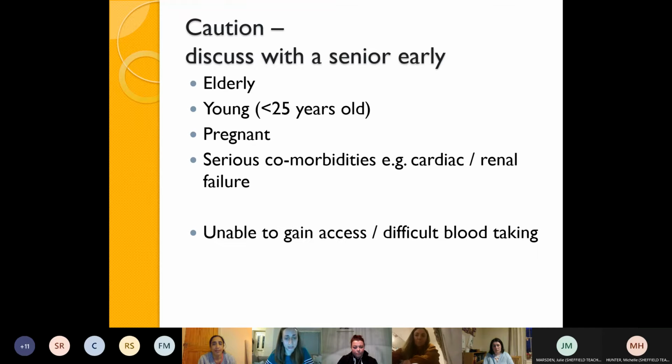Unable to gain access and difficult blood taking. We've all had it, and it does seem to be the way that all of the DKAs are difficult to get access in. It's something that I think we don't take seriously enough. So we need to have proper access.